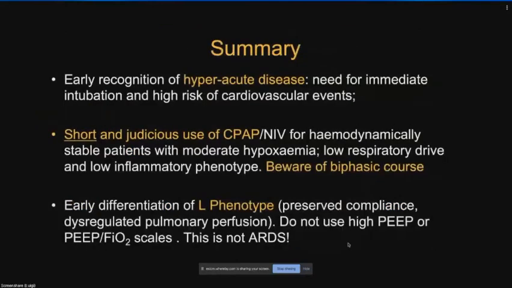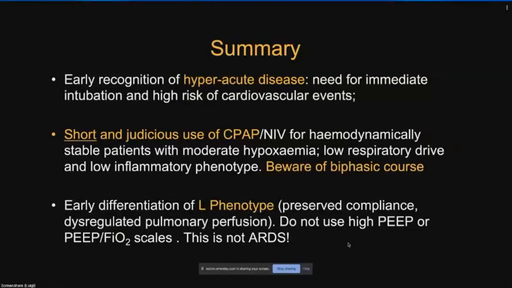And I would like with that to give you a summary, which in my view are things I've learned over the last few weeks. And clearly we come quite late compared to other countries, such as Italy, for example. But anyway, these are my 3 points that I'd like to share. The first one is that early recognition of the hyperacute disease is important. Clearly a need for immediate intubation, and these patients are at high risk of cardiovascular events.